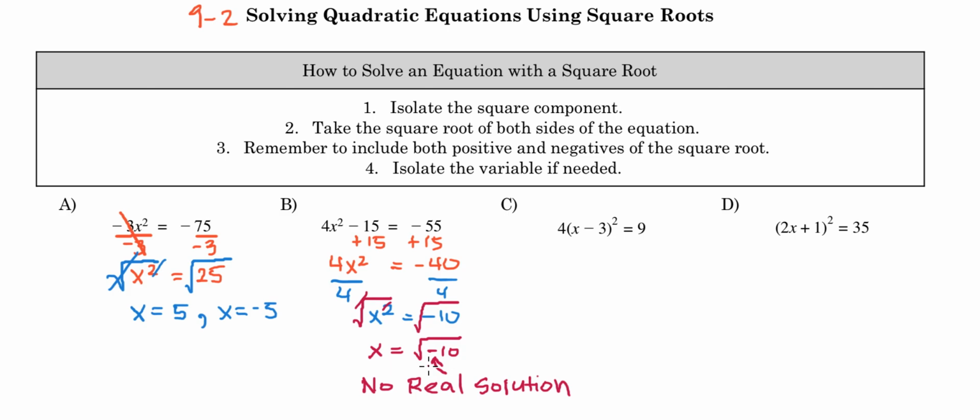The solutions are imaginary. So our answer for question B, no real solutions. All right, with that said, we're going to move on to question C. Now, question C is a little weird because you have to isolate the square component.